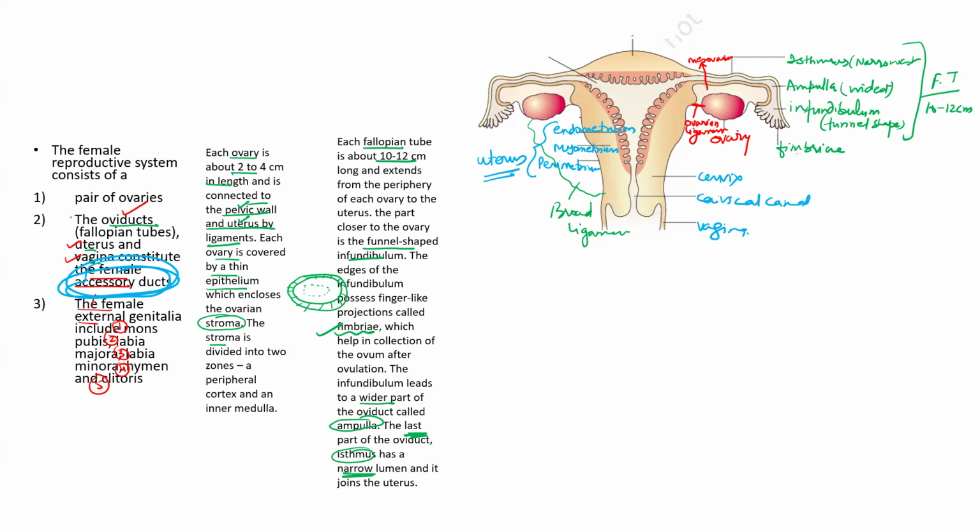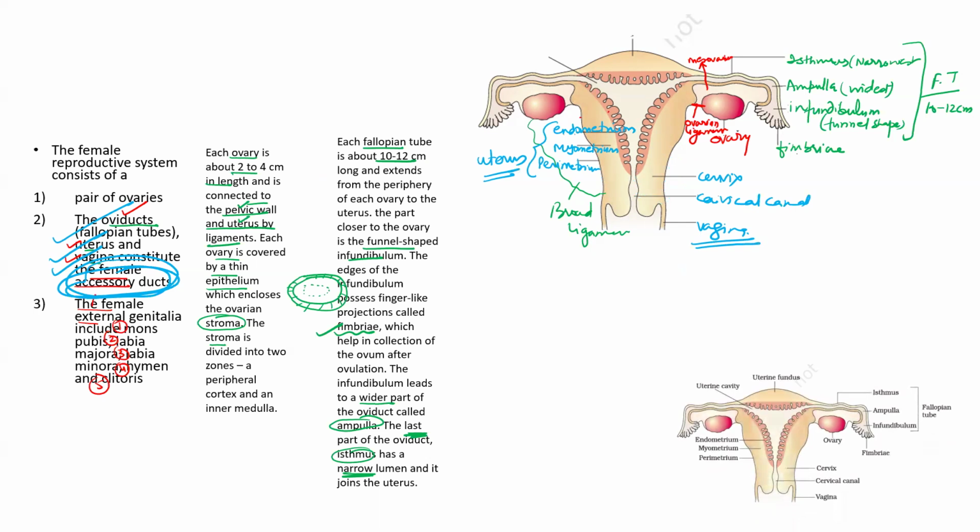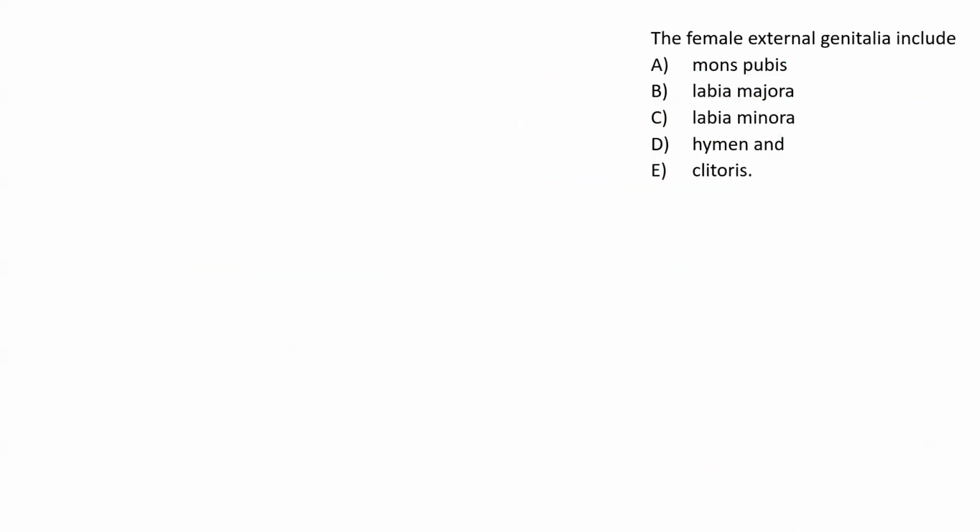In the NCERT, if you see, the oviduct, uterus, and vagina are the accessory ducts. And the vagina is non-glandular. It does not have any glands there. So I hope this diagram might be easy for you. See the next topic. Now, external genitalia.